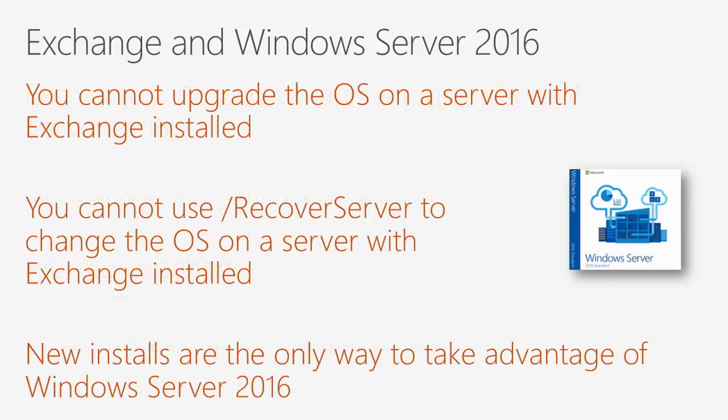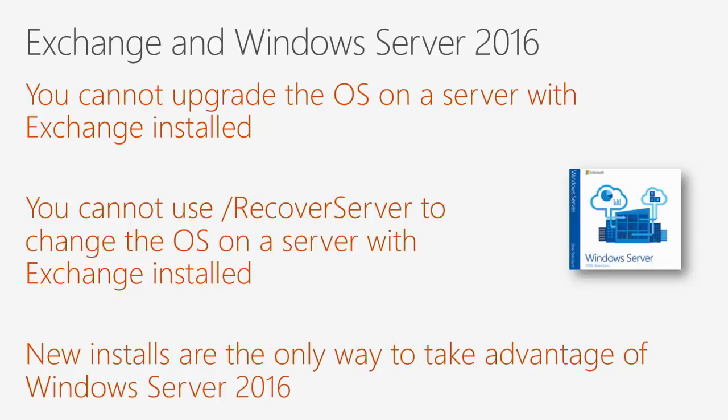Pretty much the only external dependency you would need now on Windows 2016 is the UCMA, which is required for unified messaging, which even if you're not using that, you still have to install it on your servers because it's part of the requirements for that. Now, if you want to go to Windows 2016, the only way to get there is a fresh, brand new install because, as before, you can't upgrade the operating system on an existing Exchange server.